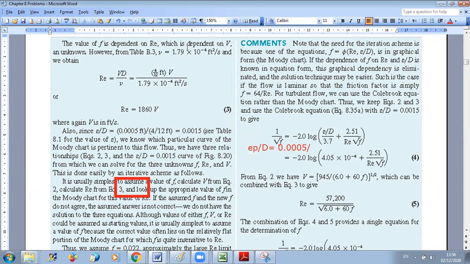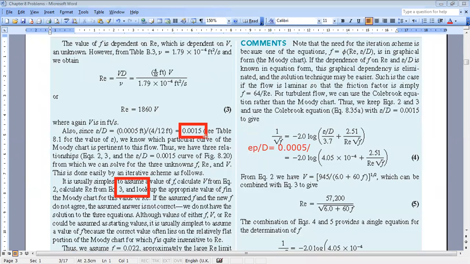So the first parameter is okay, I know it. Epsilon over d is 0.0015. F, I don't know it. Let me check now if I can find the Reynolds number.